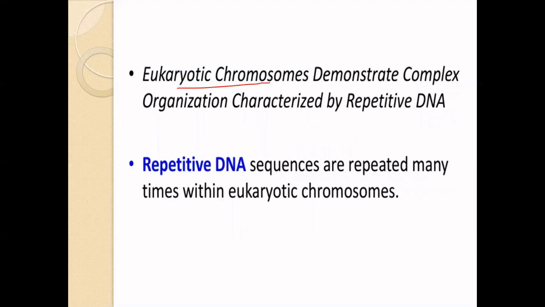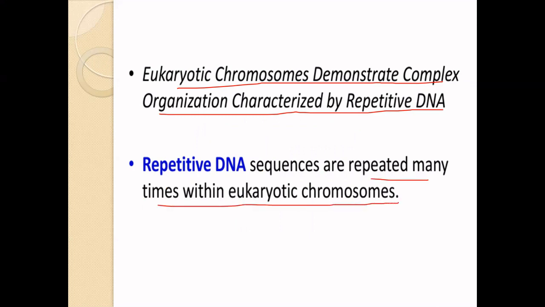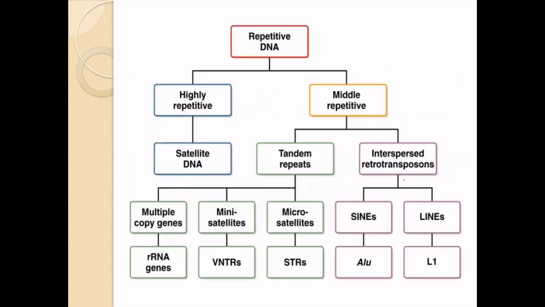So, eukaryotic chromosomes demonstrate complex organization characterized by repetitive DNA. We are going to study this repetitive DNA in our next class, but what is repetitive DNA? It is a sequence repeated many times within the eukaryotic chromosome. They are repeated many times. Like the telomeric region is a part of the repetitive DNA.